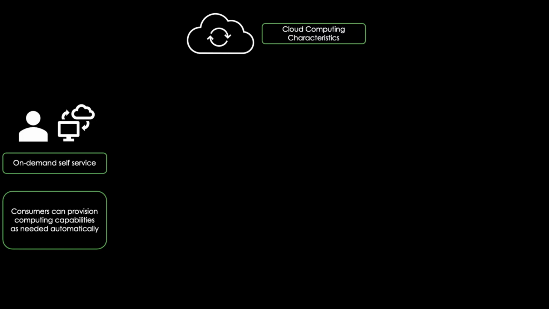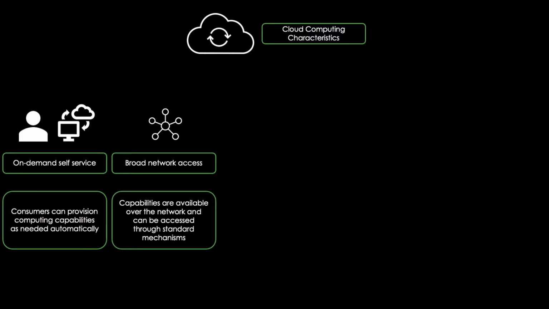Next, there's broad network access. This means that capabilities are available over the network and accessed through standard mechanisms, so you can, for instance, use cloud services via mobile phones, tablets, laptops, or workstations.